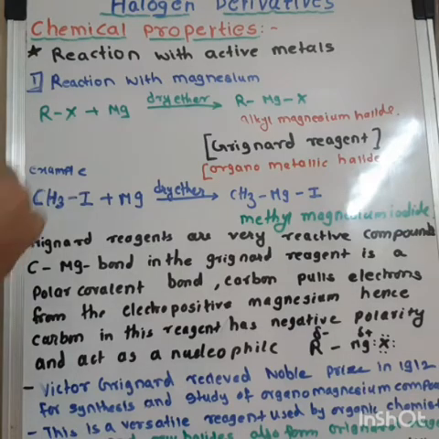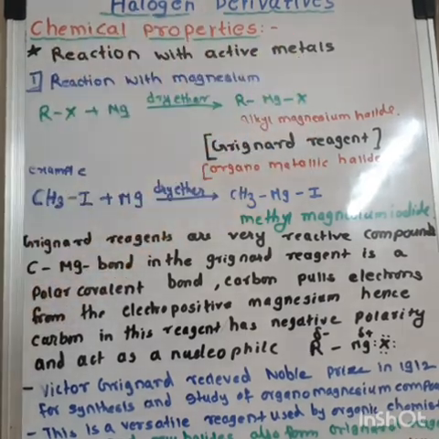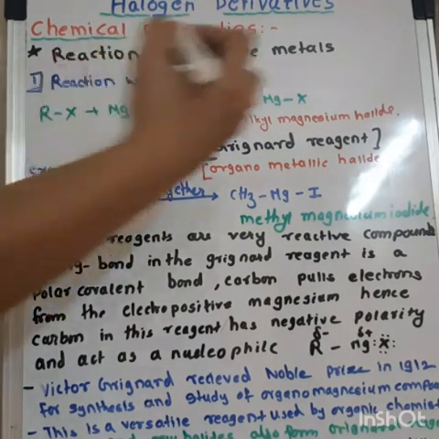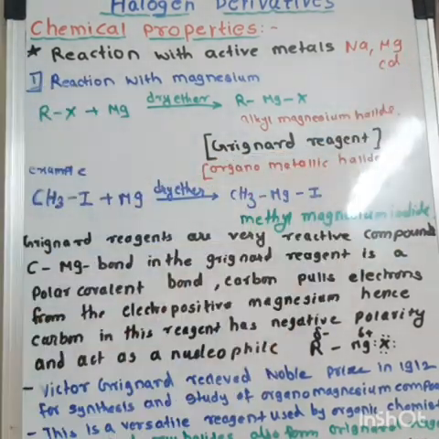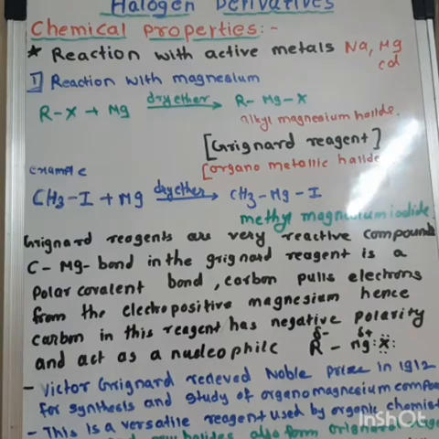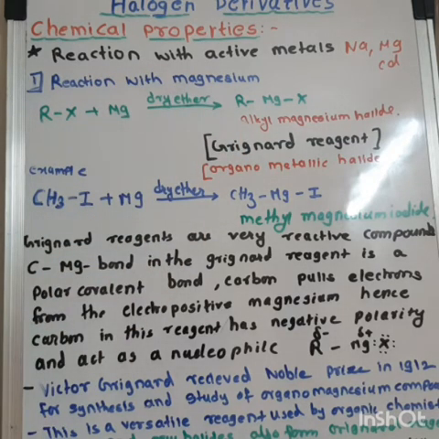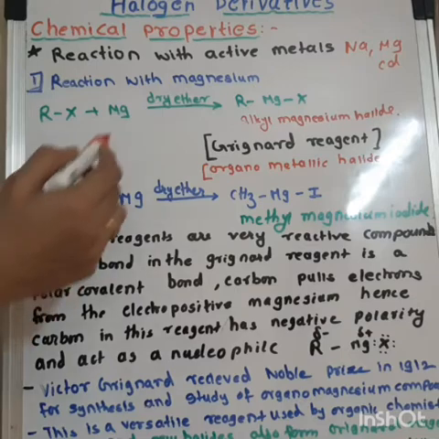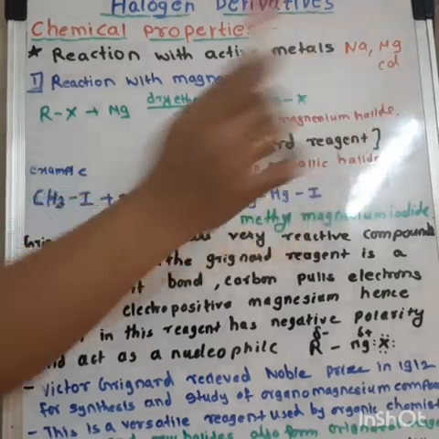Let us see another chemical property of alkyl halide, that is reaction with active metals. Active metals like sodium, magnesium, cadmium react with alkyl halides and form organometallic compounds. So let us see first the reaction with magnesium. When alkyl halide is treated with magnesium in presence of dry ether, it gives alkyl magnesium halide.